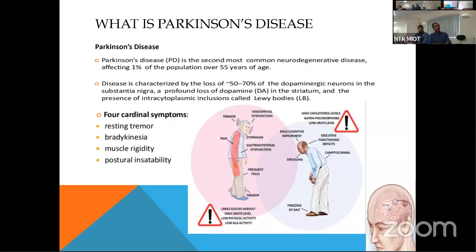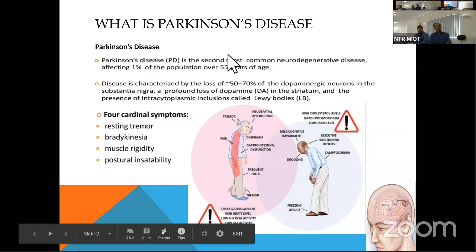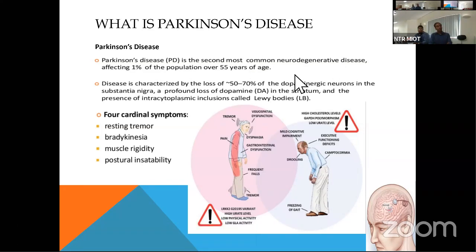Yeah, Parkinson's disease, by definition, is the second most common neurodegenerative disease, affecting 1% of the population over 55 years. It is probably a disease related to aging. Most people after 55 have certain abnormalities taking place. It's degenerative, which means it's gradually a wear and tear process.